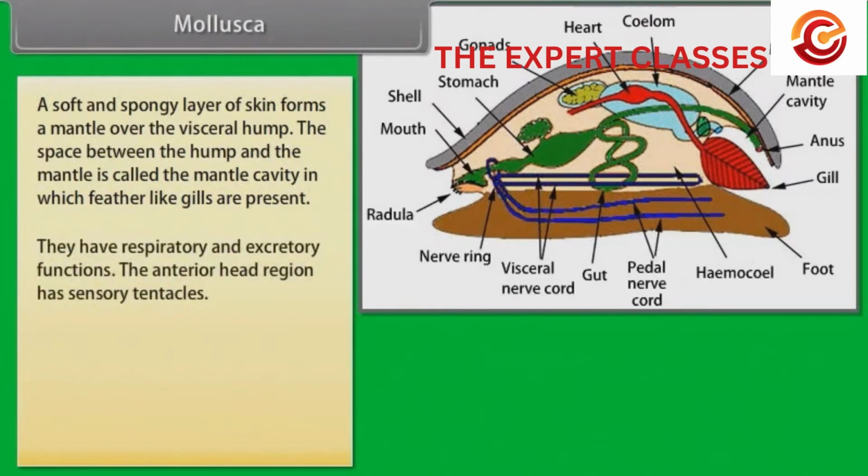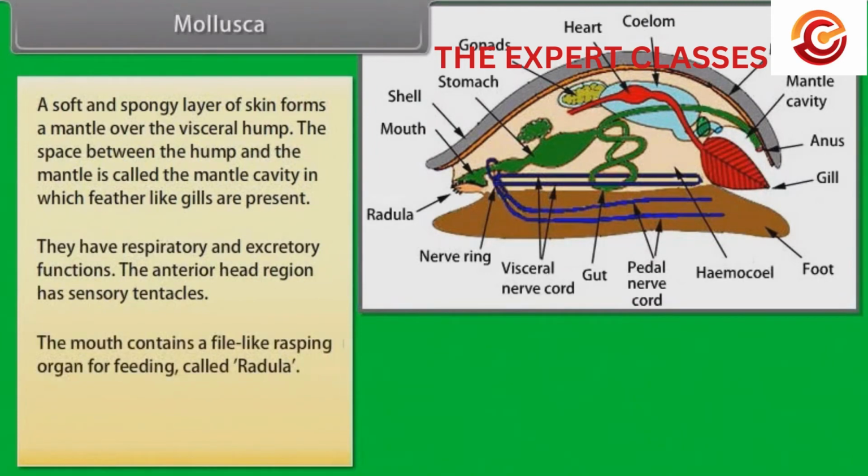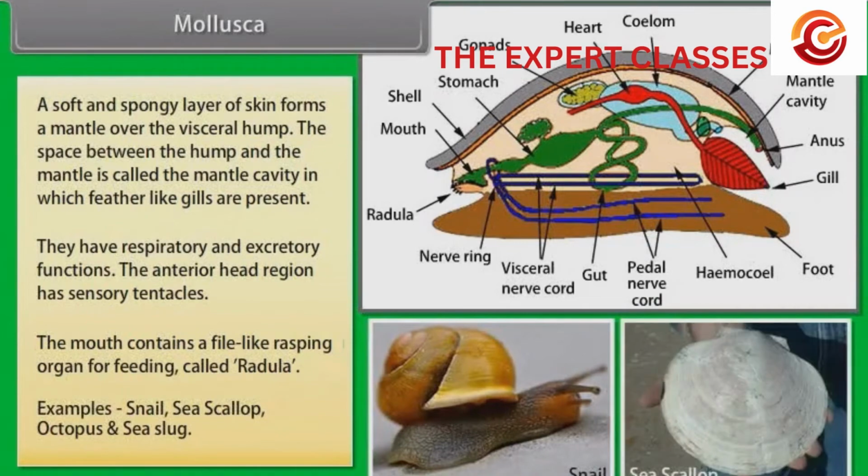They have respiratory and excretory functions. The anterior head region has sensory tentacles. The mouth contains a file-like rasping organ for feeding called radula. Examples: snail and sea scallop, octopus and sea slug.